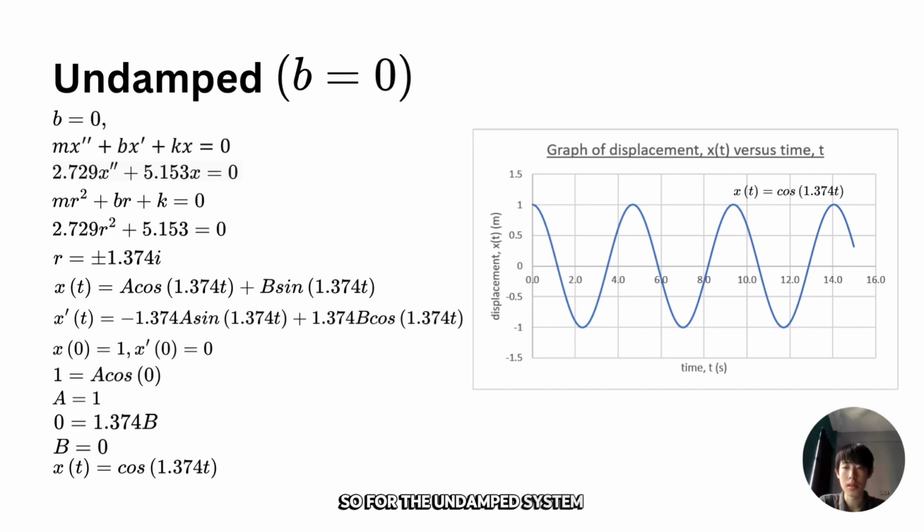So for the undamped system, the damping coefficient equals 0, and we can substitute the mass, the damping coefficient, and also the spring constant into the second order ODE, and then we can find its roots using the derived equation. We found that the roots are complex numbers, and then we can find the constants a and b using the initial conditions, and then we can find the final general solution. We use Excel with time starting from 0 to 15 seconds, and the graph is a cosine wave shape with a constant amplitude.